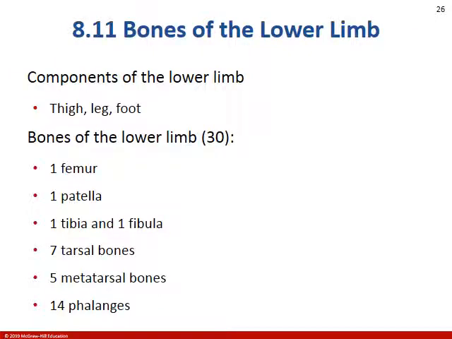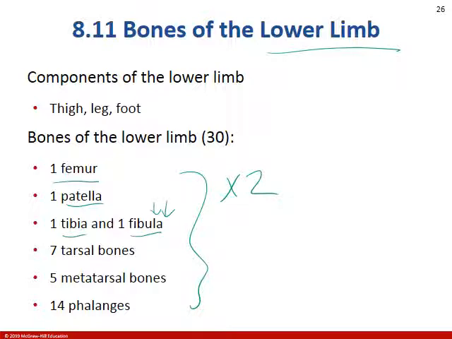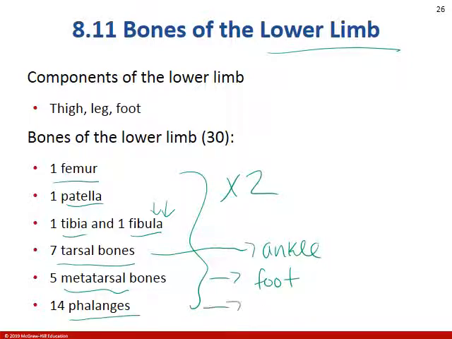Again, we have a nice list this time for lower limbs. Remember, everything's times 2. So we have a femur, patella, kneecap, right? Tibia, fibula, pay attention to the endings. 7 tarsal bones. So remember, tarsal are going to be ankle. And then we have metatarsal, so that's going to be bones of the foot, right? And then we have phalanges, which are going to be the toes.